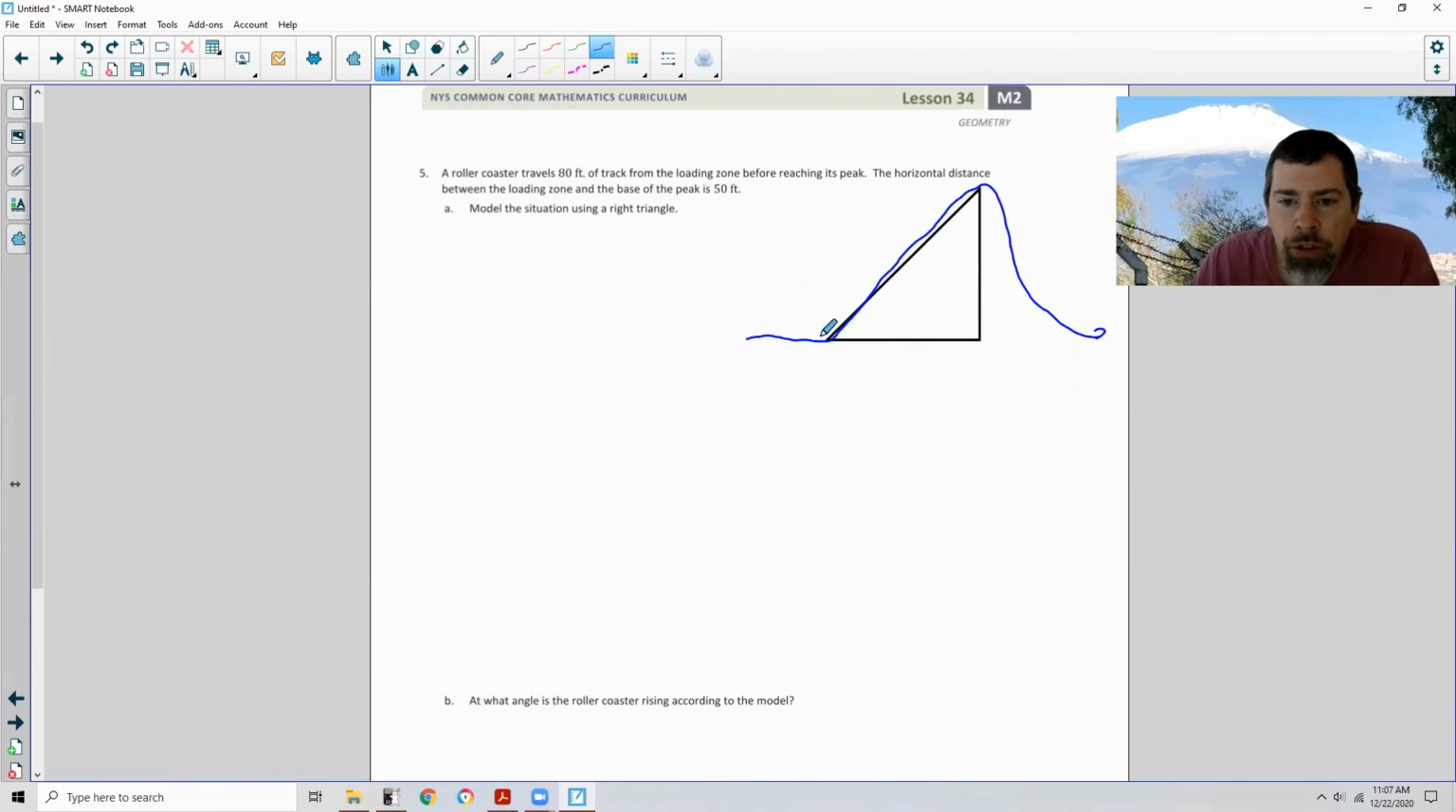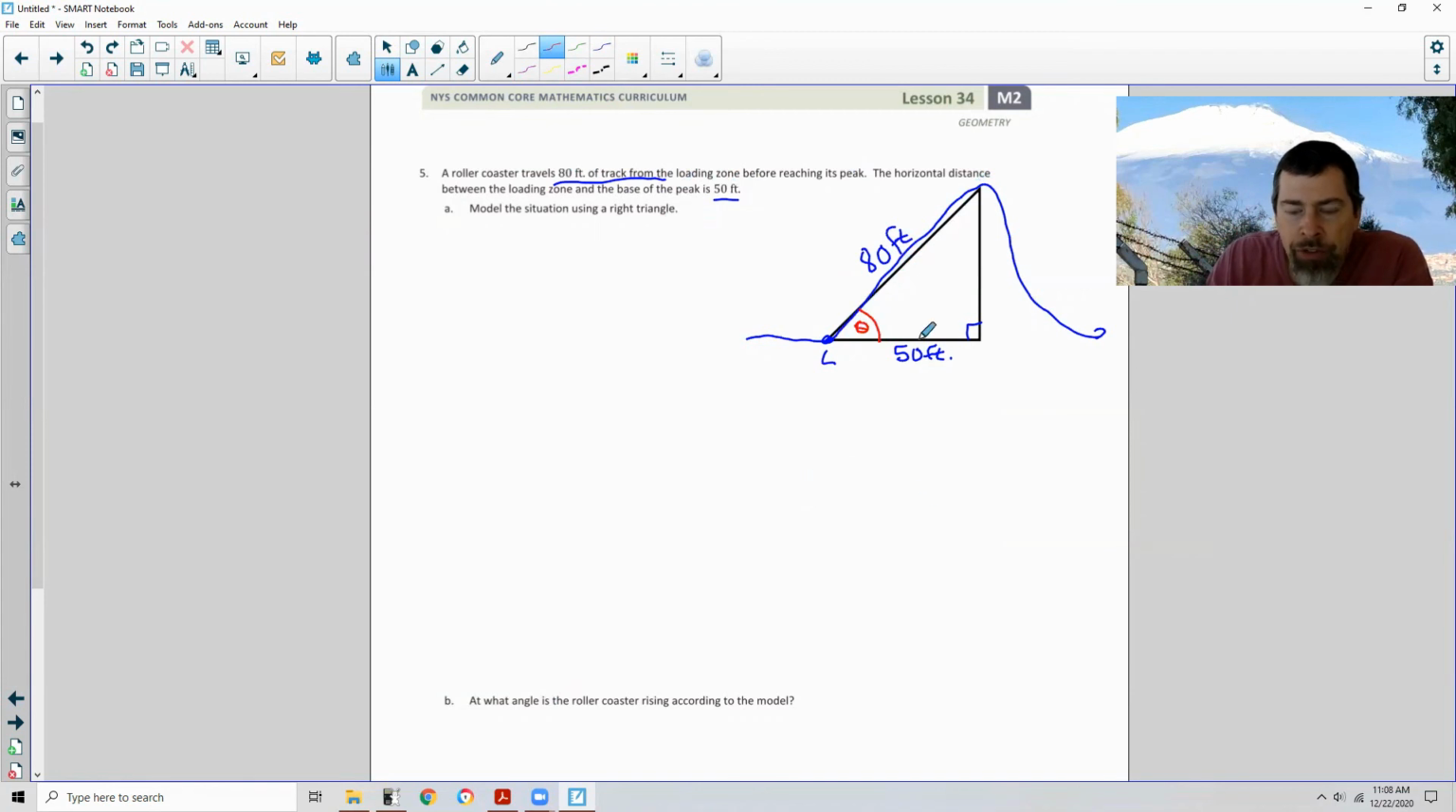Okay, so here's our loading point right here. The horizontal distance between the loading zone and the base of the peak. So straight down from the peak is right here. It's a 90-degree angle, and this distance is 50 feet. Model the situation using a right triangle. So there it is. So I know the hypotenuse in this case is 80 feet. Okay, 50 feet from the base, 80 feet of track from the loading zone to the peak. So that's our hypotenuse. At what angle is the roller coaster rising according to the model? So that would be this angle here.